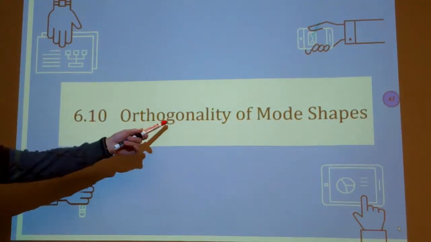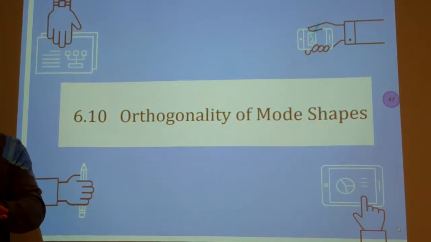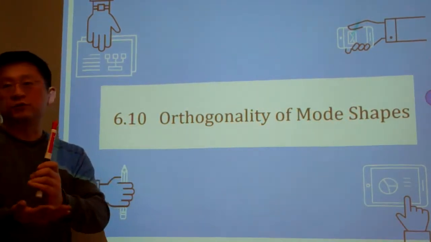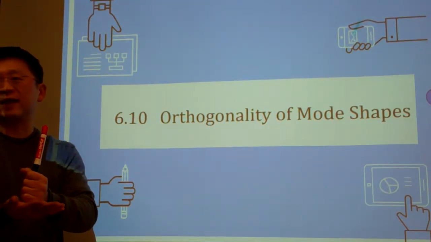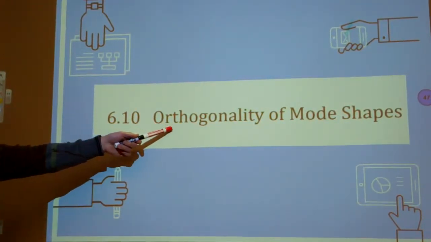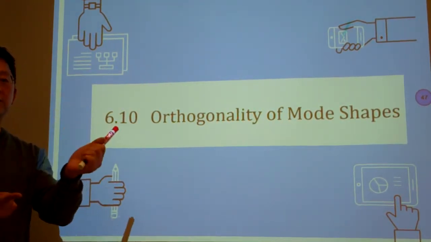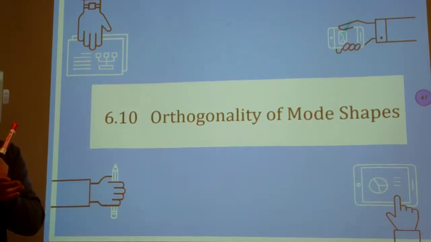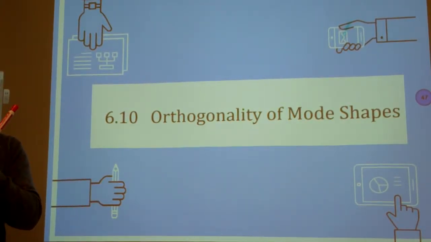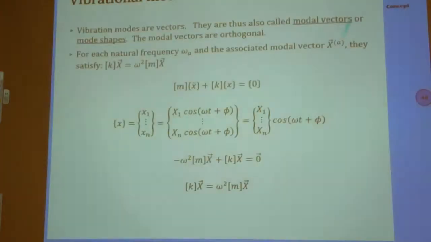And orthogonal also means, right, 90 degrees. Orthogonal means having a feeling of 90 degrees, or right angle. Basically, this word implies that for modal vector 1 and modal vector 2, if they are orthogonal, then in a certain way the inner product is 0. So that is an important concept in vibration.